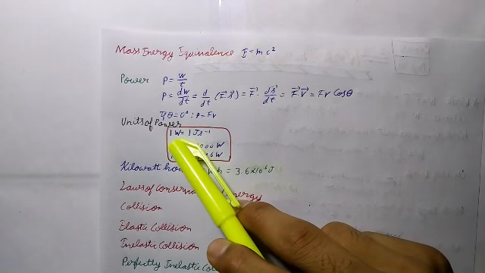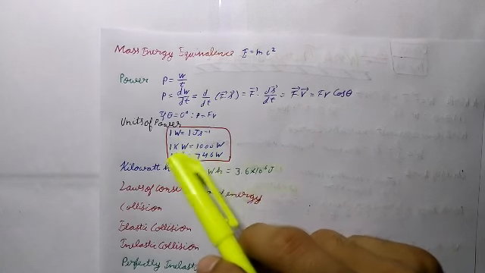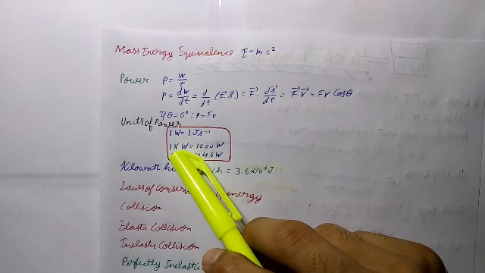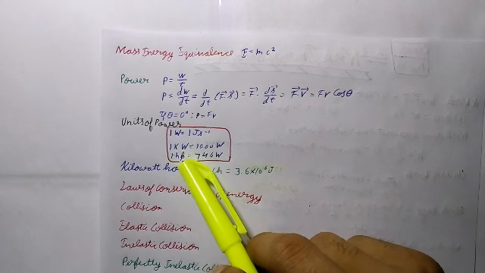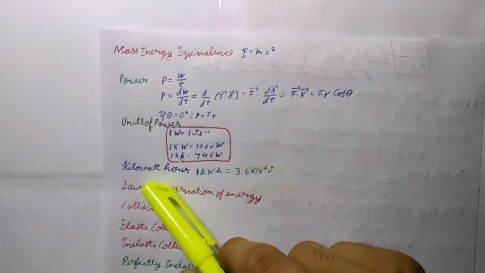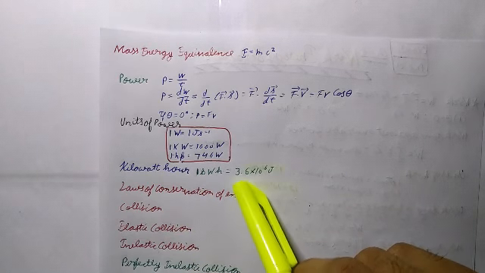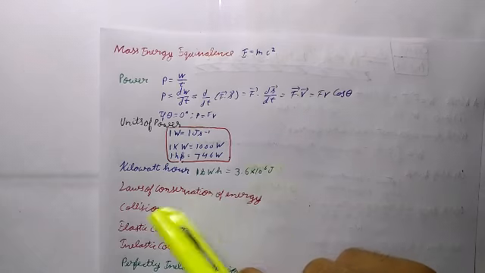Now, units of power. The SI unit of power is watt. 1 watt is equal to 1 joule per 1 second. The larger units of power are kilowatt and horsepower. 1 kilowatt equals 1000 watt. 1 horsepower equals 746 watt. Now, kilowatt hour. It is the commercial unit of electrical energy. 1 kilowatt hour is the electrical energy consumed by an appliance of 1000 watt in 1 hour. 1 kilowatt hour equals 3.6 times 10 to the power 6 joule.